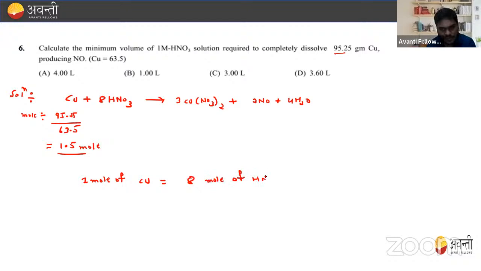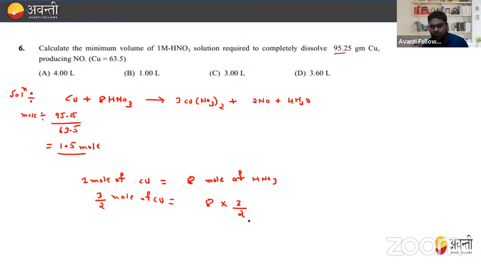8 mole of HNO3. So 1.5 means 3 by 2, right? So 3 by 2 mole of copper requires 8 into 3 by 2. This is clear to you, right? This is equal to 8 by 8 into 3 by 2. So the 3 by 2 mole of copper requires 8 into 3 by 2.